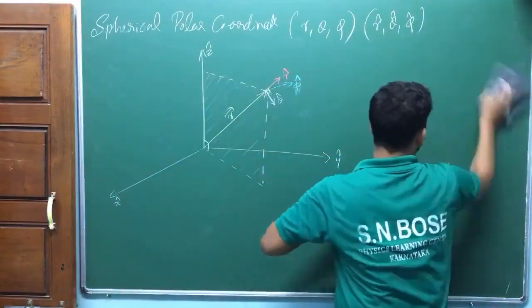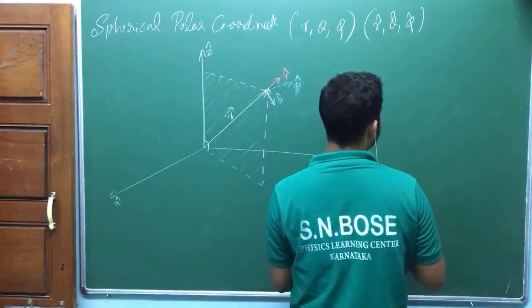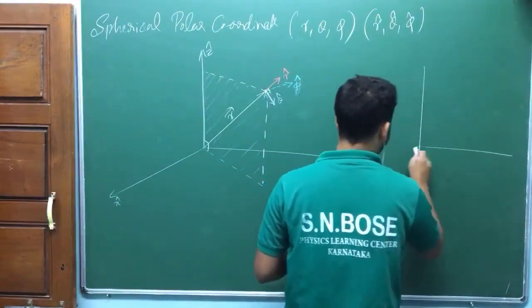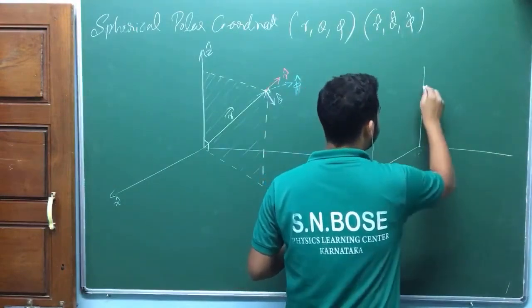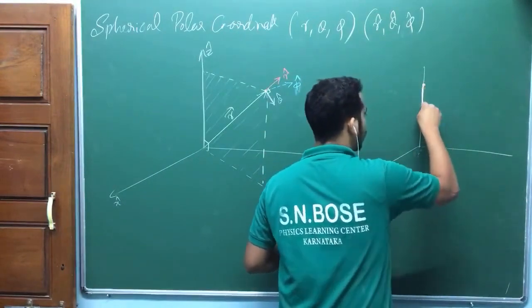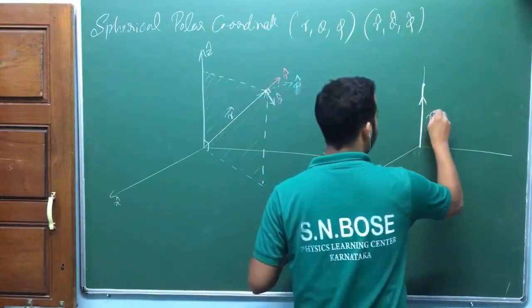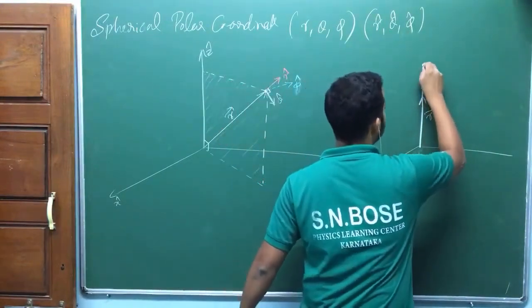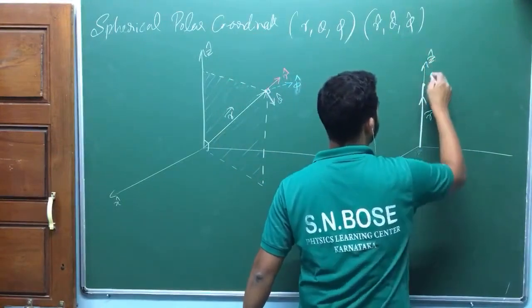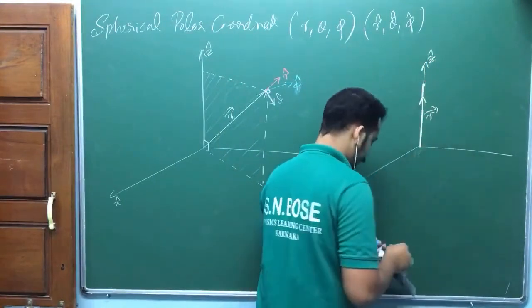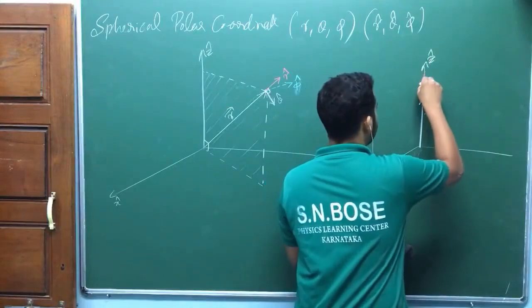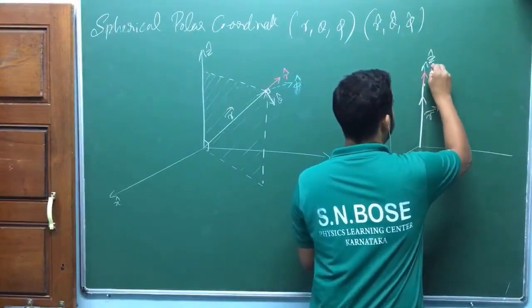Suppose let me take a point on the Z axis. Then my radial distance is this one. This is my R vector. Then R cap is like this. This is Z cap. This is my R cap. Can I draw it like this? This is my R cap.